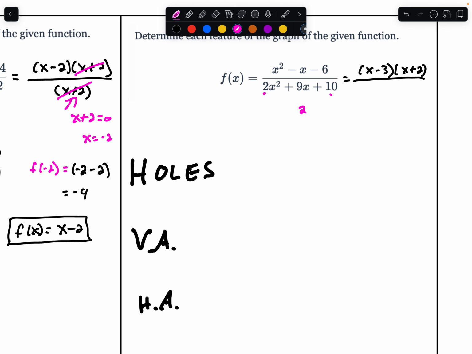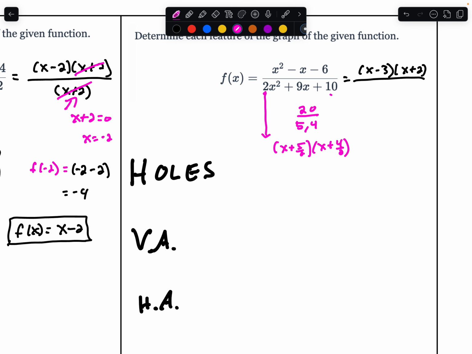So I've got 20, right? And then what are my factors of 20 that add to 9? Well, 5 times 4 is 20, and 5 plus 4 is 9, right? So don't forget to incorporate in this 2. So I've got (x plus 5) divided by 2 and (x plus 4) divided by 2. So I know what's going to work.